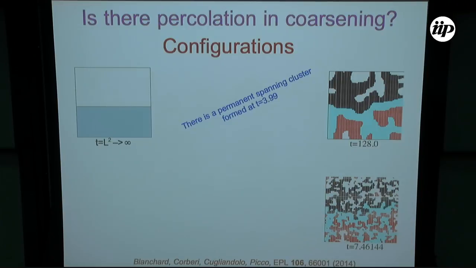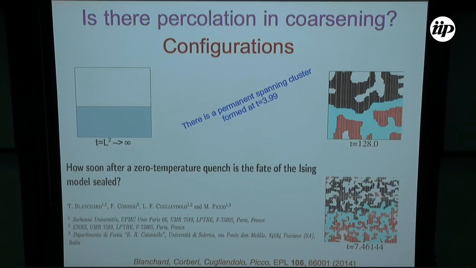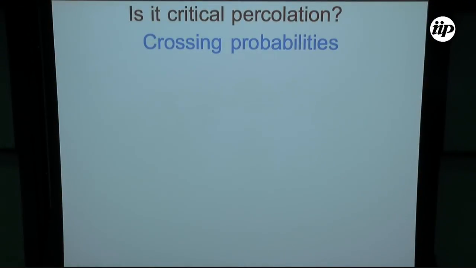So in some sense, the fate, this is the title of a paper, the fate of the Ising model is decided very, very early. You will reach the final state after 1,000 of Monte Carlo steps, but after 4 Monte Carlo steps, the destiny, the fate of the model is already sealed. Okay, this is a spanning cluster. This doesn't mean that it is one of percolation, of course.